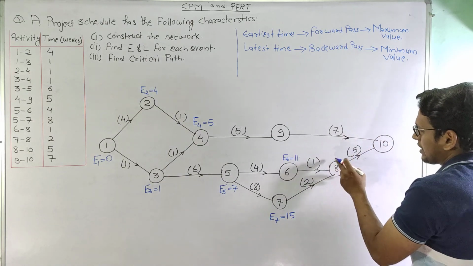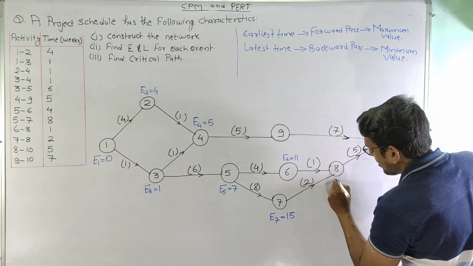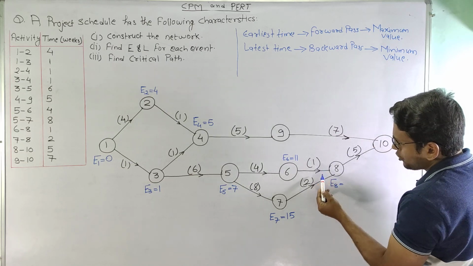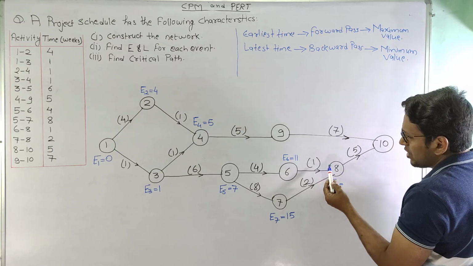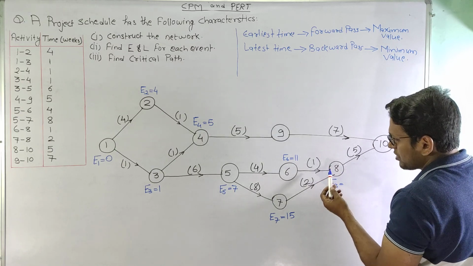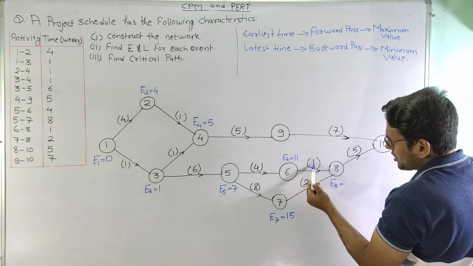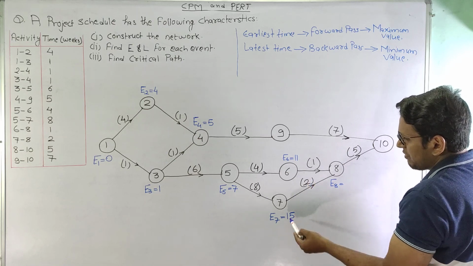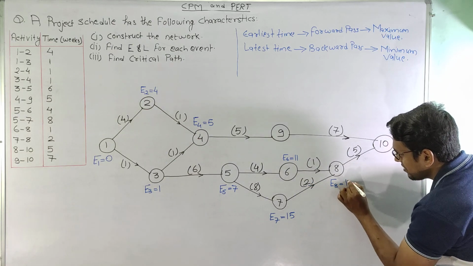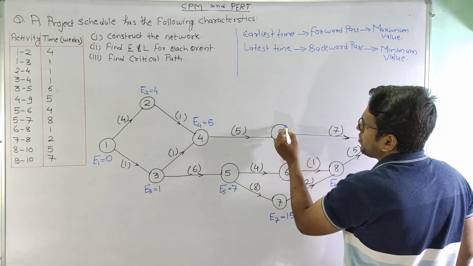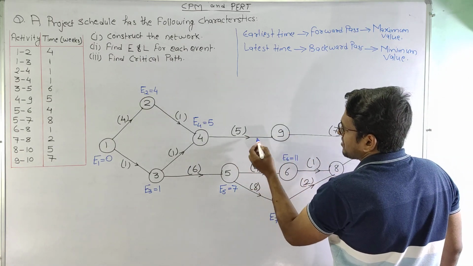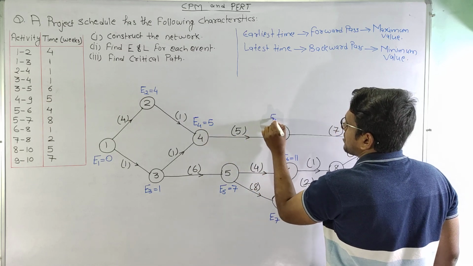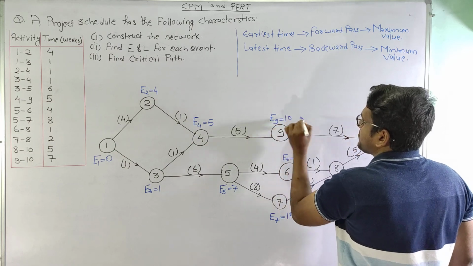Now moving on to the 8th node, we can see E8 is equal to, at this node there are two arrows coming, so we will consider both the values. This is 11 plus 1, 12, and this is 15 plus 2, 17, so we will select the maximum value here, so E8 will be 17. Now moving on to node 9, we can see that only a single arrow is coming, so this will be 5 plus 5, 10, so E9 is equal to 10.